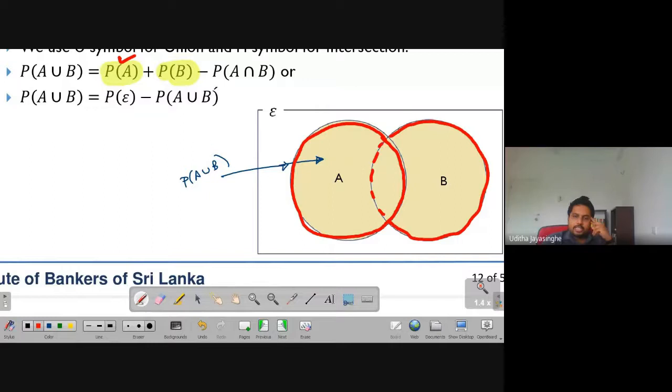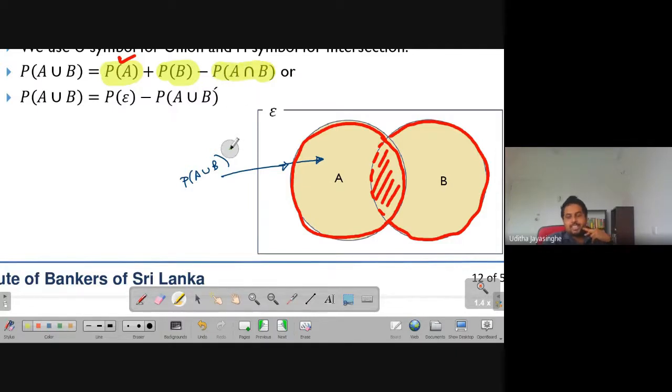what about this dotted area? Once I have done this, students, what I have done here is that I have double counted this area, isn't that so? Why? This is already added to my equation in probability A. Once I'm adding the probability B also to the probability A, I am double counting this shaded area. What is this shaded area? We have already discussed. That is the P A intersection B.